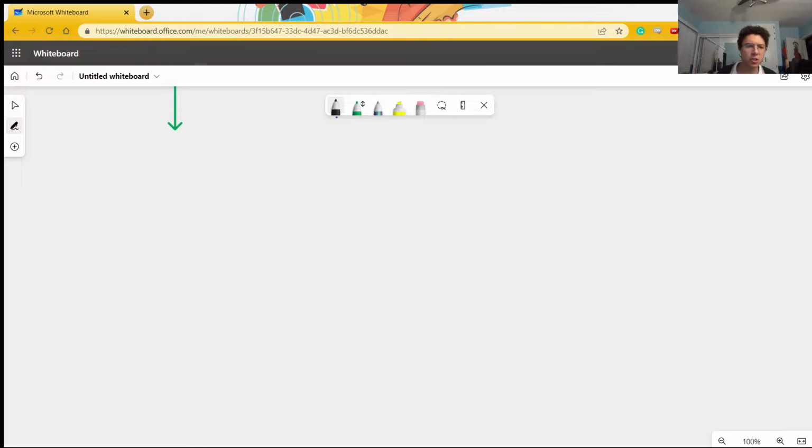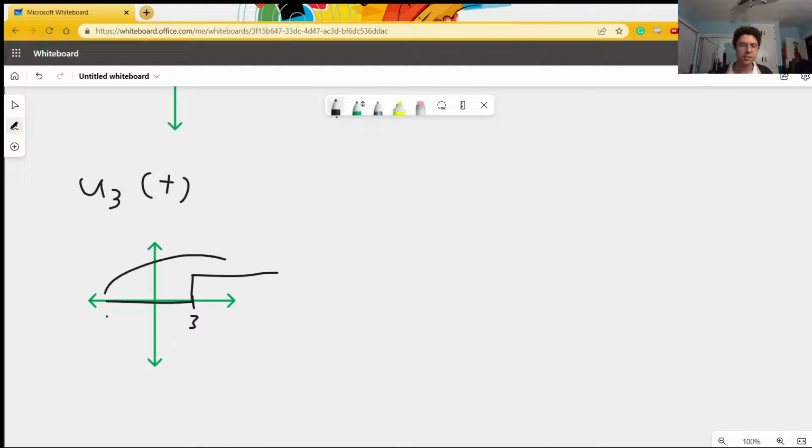The unit step function can turn on at other times. When we want to represent a different time that the unit step function turns on, we put it in the subscript. This unit step function turns on at t equals 3. So if we had a graph, then this unit step function would turn on at t equals 3.